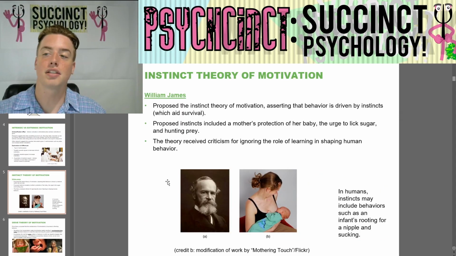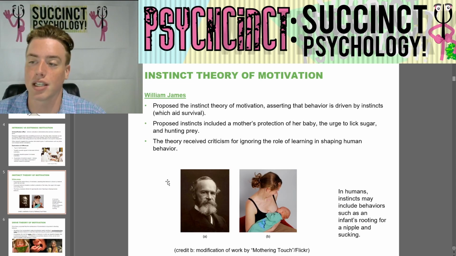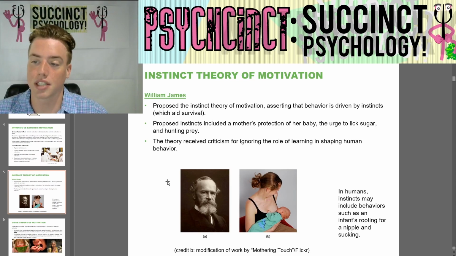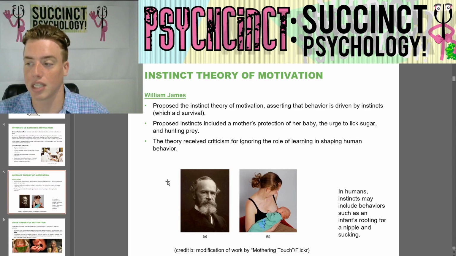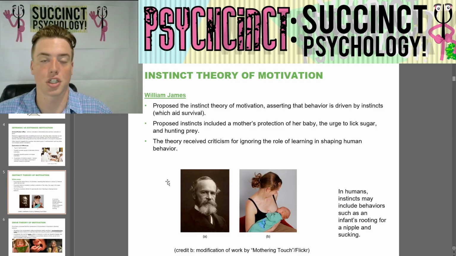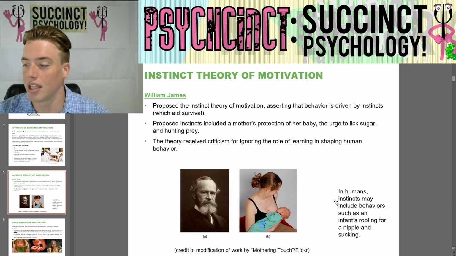All right, so the instinct theory of motivation by William James. He proposed the instinct theory of motivation, asserting that behavior is driven by instincts, which aid survival. He proposed instincts included a mother's protection of her baby, the urge to lick sugar, and hunting prey. The theory received criticism for ignoring the role of learning in shaping human behavior. So here you have William James, and here you have a woman breastfeeding her child. In humans, instincts may include behaviors such as an infant's rooting for a nipple and sucking.